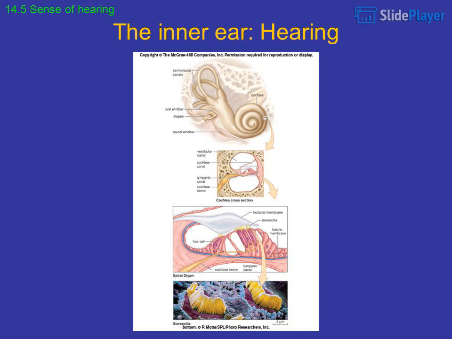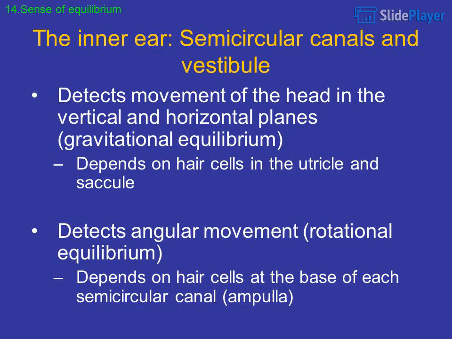14.5 Sense of hearing. The inner ear, semicircular canals and vestibule. Sense of equilibrium. Detects movement of the head in the vertical and horizontal planes, gravitational equilibrium. Depends on hair cells in the utricle and saccule. Detects angular movement, rotational equilibrium. Depends on hair cells at the base of each semicircular canal, ampulla.